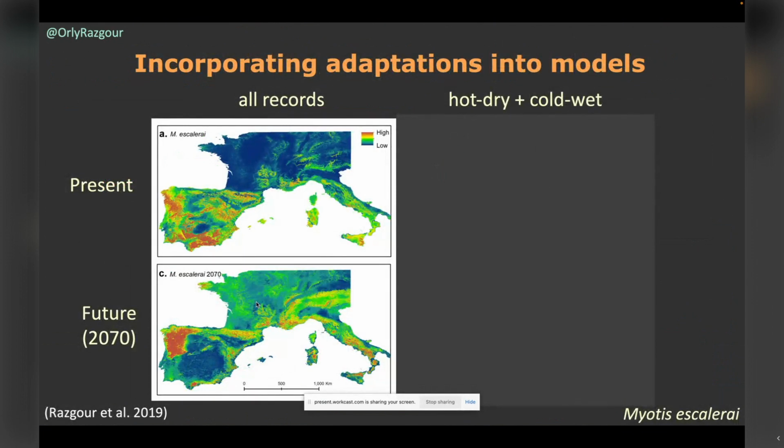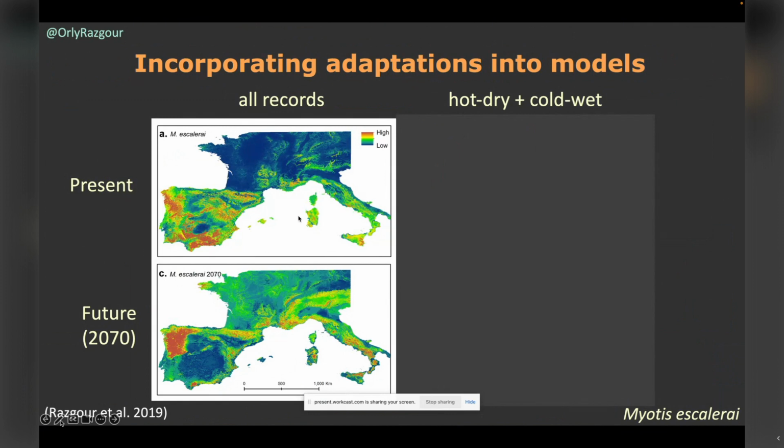Then we directly incorporate this information into our models. The models that you see here on your left were generated using all the location records of the species. These are traditionally used species distribution models. What we see here is the distribution or the spread of climatic suitability for these bats, from low suitability in blue to high suitability in orange.